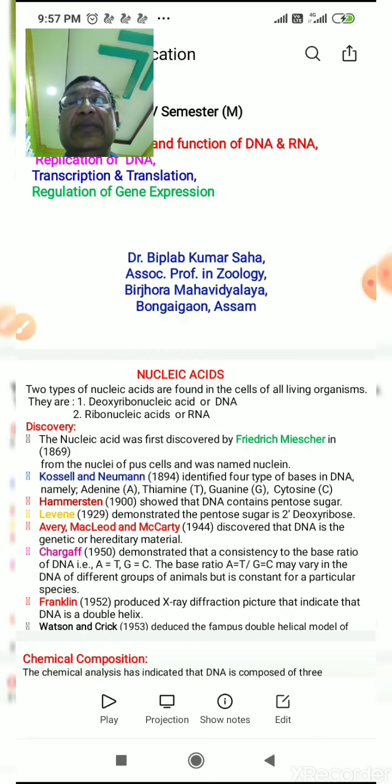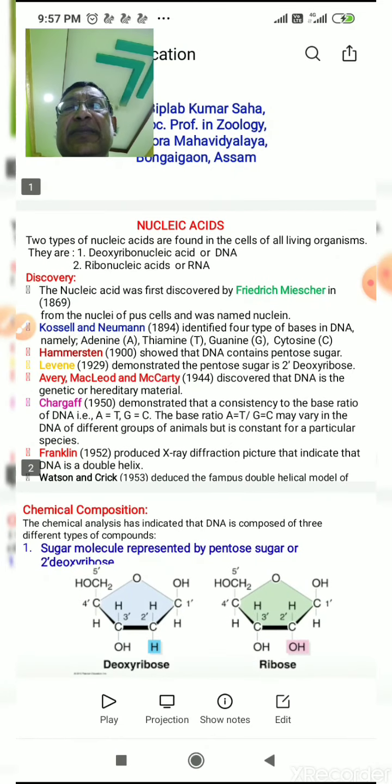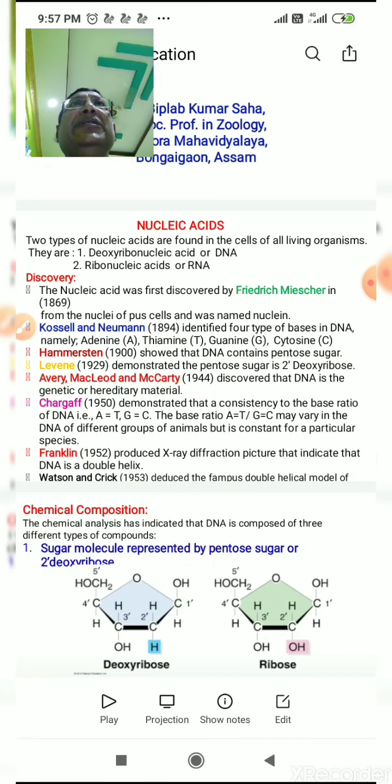So first, before going to the structure of DNA, let us discuss a little bit of the history of these nucleic acids. Two types of nucleic acids are found in the cells of all living organisms: deoxyribonucleic acid and ribonucleic acid. Nucleic acid was first discovered by Friedrich Miescher in 1869 from the nucleus of pus cells and was named nuclein. Kossel and Neumann in 1894 identified four types of bases in DNA, namely adenine A, thymine T, guanine G, and cytosine C.